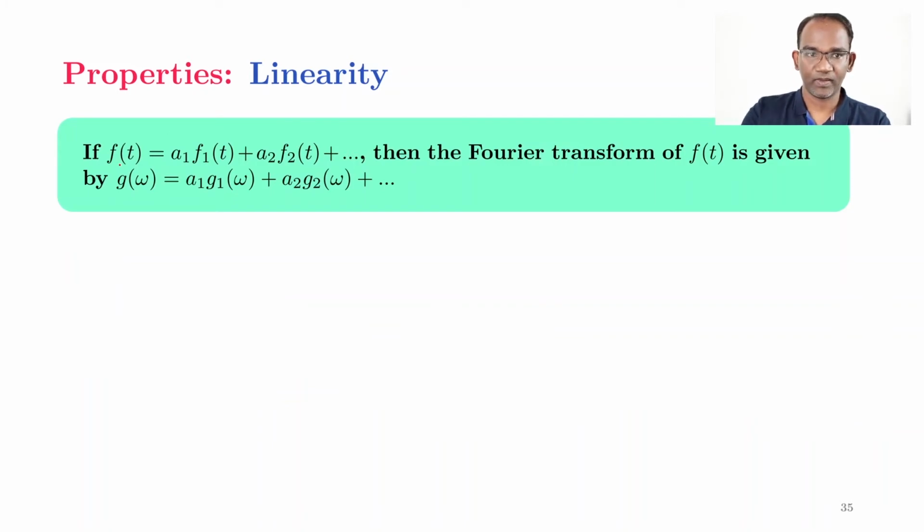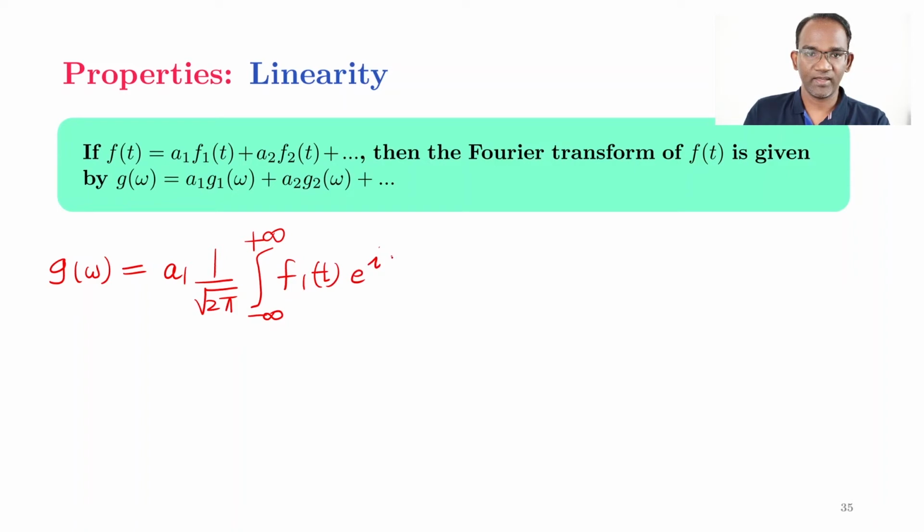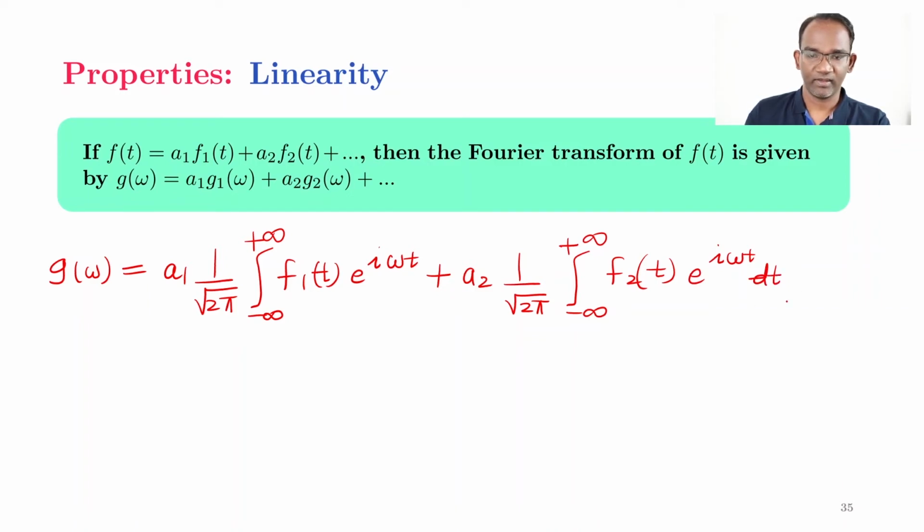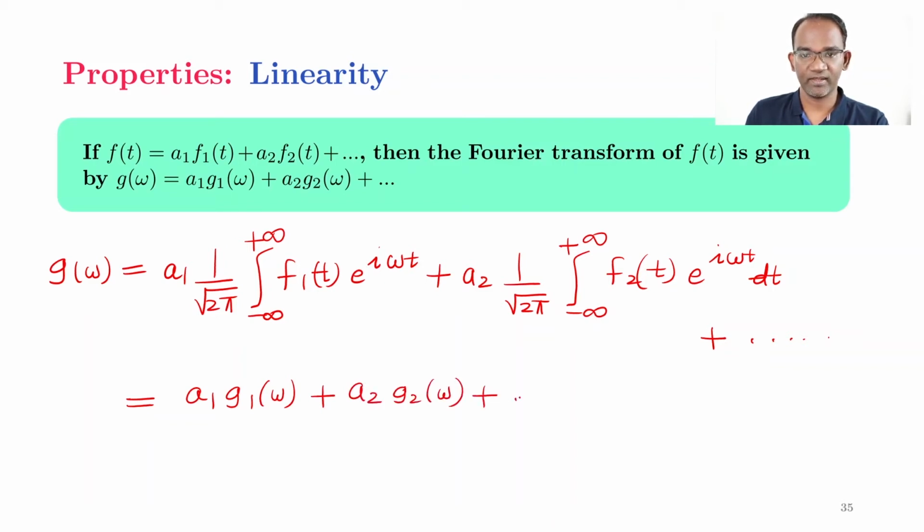So this will be g(omega) equal to a1 times 1 by square root of 2 pi integral from minus infinity to plus infinity f1(t) e raised to i omega t, plus a2 times 1 by square root of 2 pi integral from minus infinity to plus infinity f2(t) e raised to i omega t dt, and the other terms. So this means a1 g1(omega) plus a2 g2(omega) plus the other terms. So this proves the linearity of Fourier transforms.